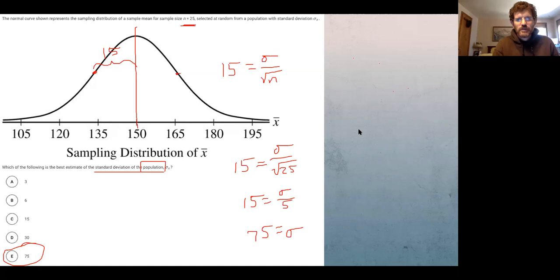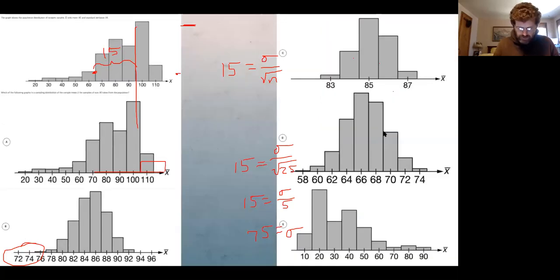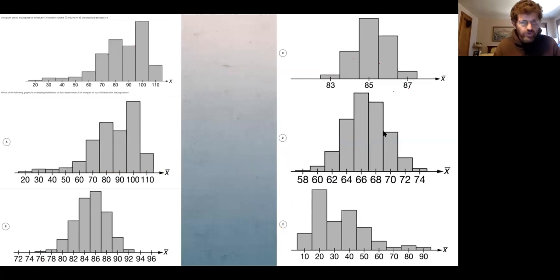Okay, so good times. And the last one we're looking at here, it's really hard to read this one, but the population distribution of random variable X has a mean of 85. So I'll write this big enough for everyone to read. And a standard deviation of 18. Then we have a sample size of 40, so we're going to do that.